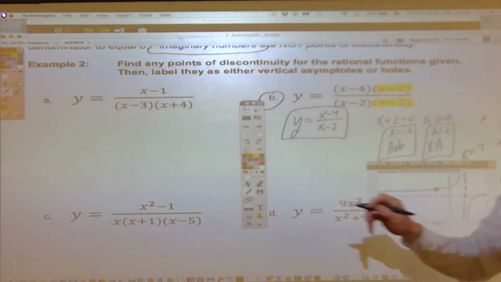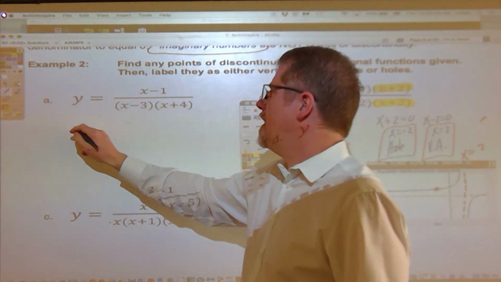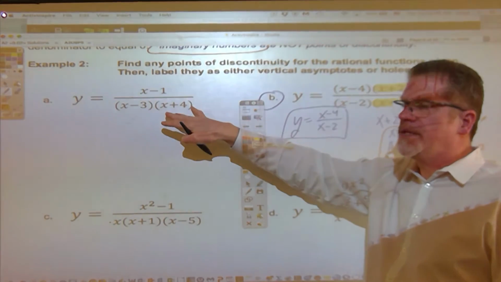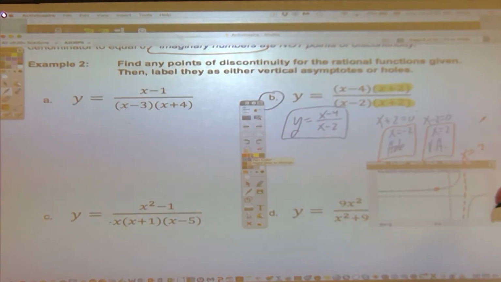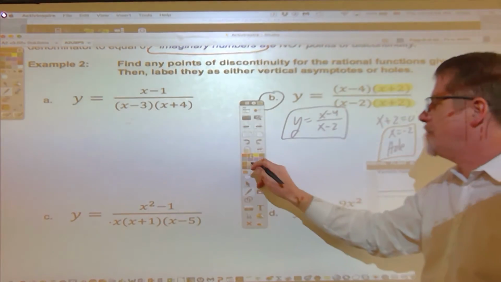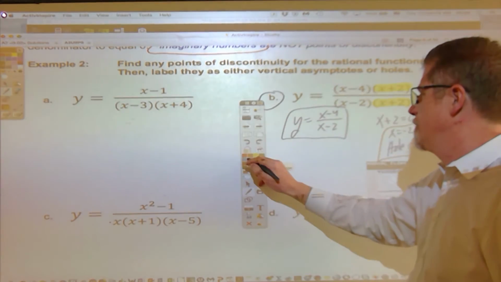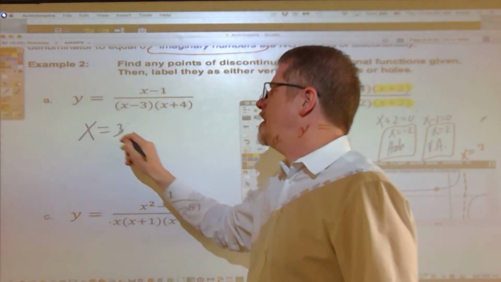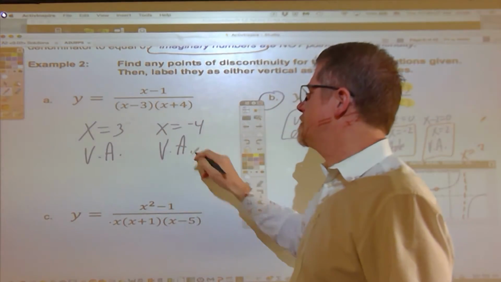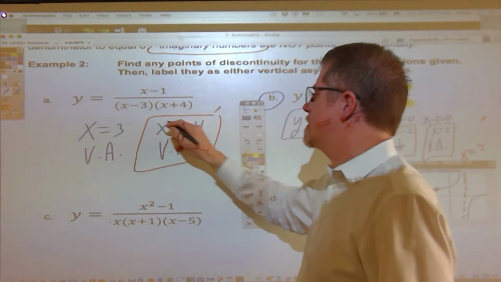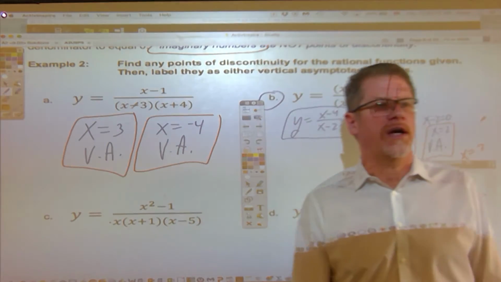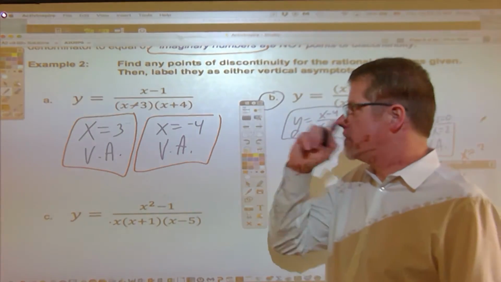Now, let's swing back to letter A. In letter A, there is no cancellation. There are no factors in the denominator that match up with factors in the numerator. Over here, there was a match, so they canceled out. So here, there are no holes in the graph. x equals 3 and x equals -4 are both points at which we have vertical asymptotes. As you can tell, there's not much work involved in these homework problems. You just have to find the values of x that make the denominator equal to 0.